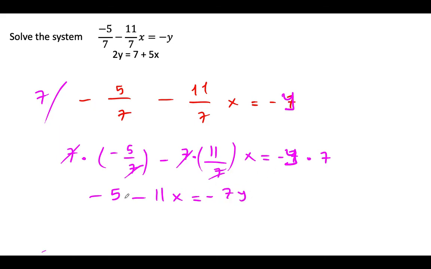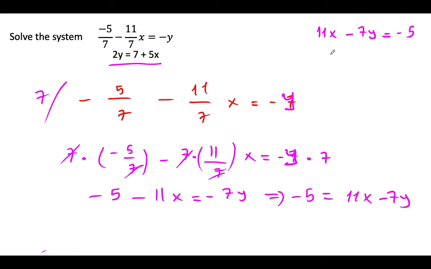And then what can I do? If I take this negative 11x to the other side, negative 5 is left on the left, so positive 11x, and y was negative, so it becomes positive, minus 7y. Now I can take this equation right now: 11x minus 7y is equal to negative 5. And the second row, if I take the 5x to the other side, it will be negative 5x plus 2y, and just 7 is left here.